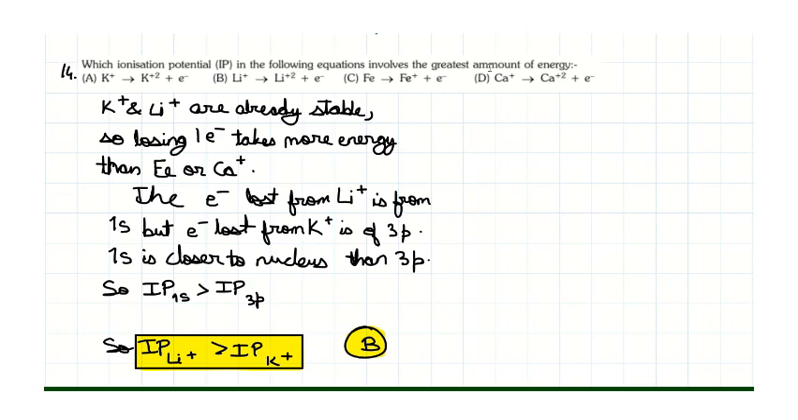We know that the electron lost from Li plus is from 1s, but the electron lost from K plus is from 3p. Since 1s is closer than 3p to the nucleus, the ionization potential for lithium would be greater than the ionization potential for K plus. And we have option B as the correct answer.